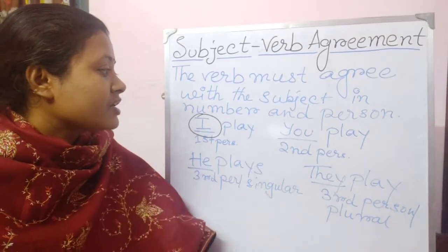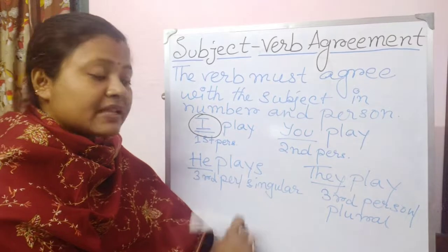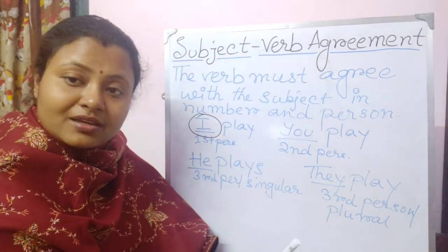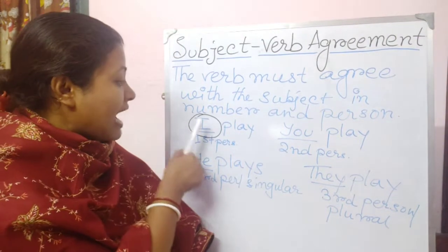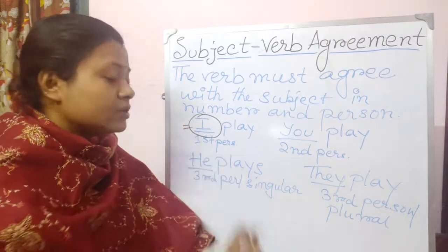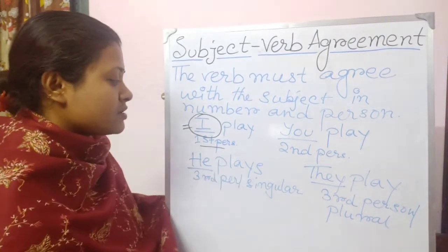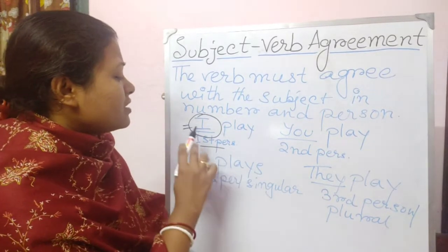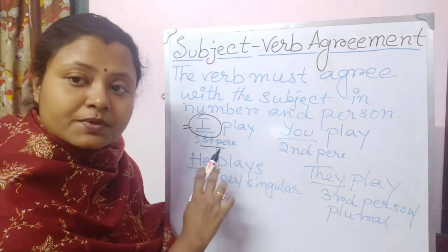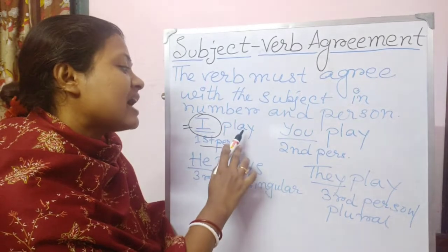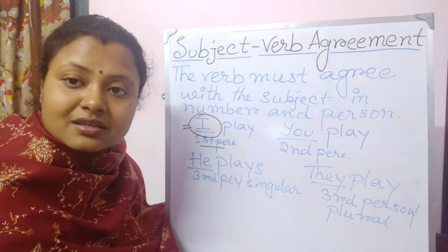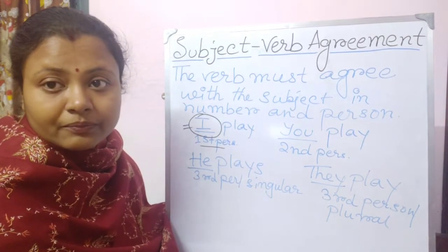I play, you play, he plays, they play. So, I play. Look at the first example. I play. Here, I is in first person. Whenever the subject is in first person, you cannot add s or es after the main verb. Okay?